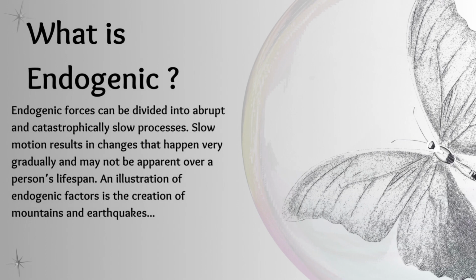So we're going to start with what is endogenic. Endogenic forces can be divided into abrupt, catastrophic, and slow processes. Slow motion results in changes that happen very gradually and may not be apparent over a person's lifespan. An illustration of endogenic factors is the creation of mountains and earthquakes.